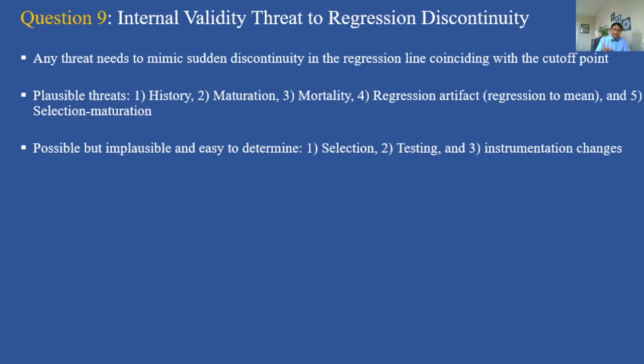A regression artifact, that is a regression to the mean, may occur, but it is again easy to assess. It will not cause a discontinuity, but rather it will cause a change in the slope, the regression to the mean. Selection maturation threat can also occur. In addition to these plausible threats, there are some possible threats which are implausible actually. These are selection, testing, and instrumentation.